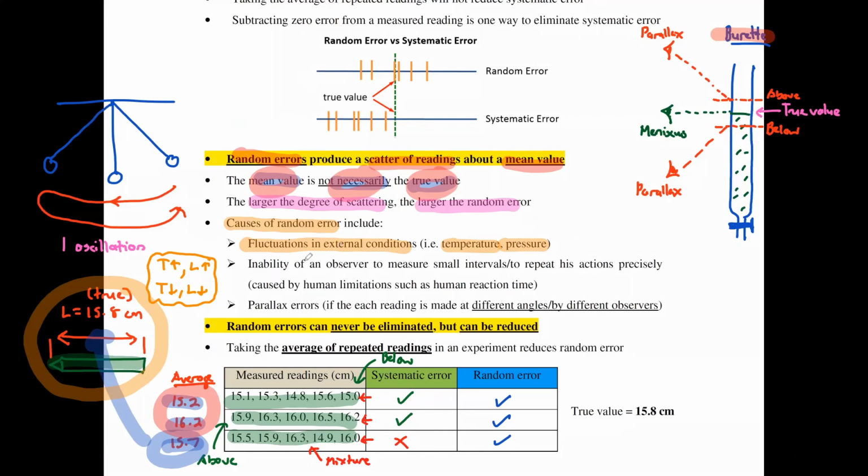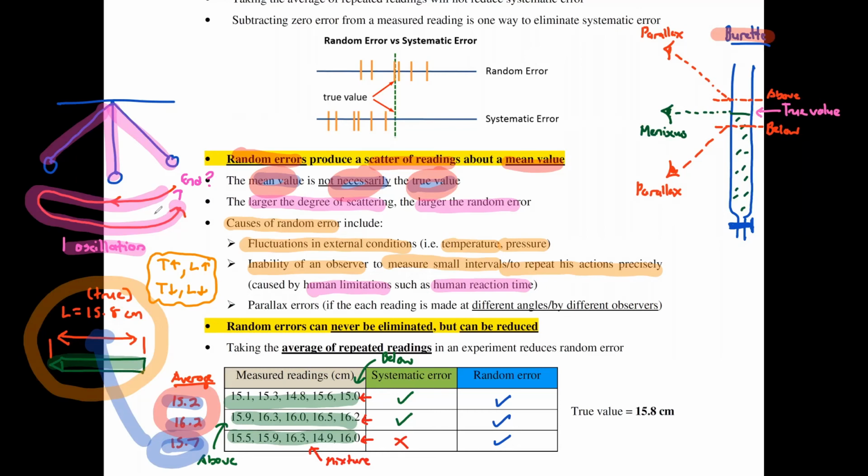Another cause of random error is the inability of an observer to measure small intervals or to repeat his actions precisely. This is caused mainly by human limitations, such as human reaction time. Take for example, when we're timing the oscillation of a pendulum bob. We would displace the pendulum bob to one side and let it oscillate. If we were using a stopwatch to time the oscillation, how sure are we that we will be stopping the stopwatch at exactly the end of the oscillation?